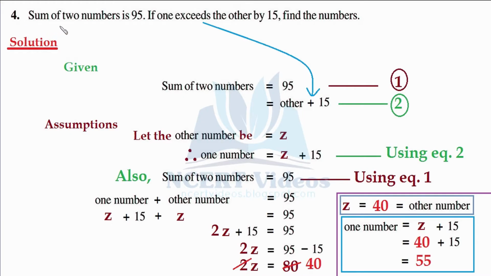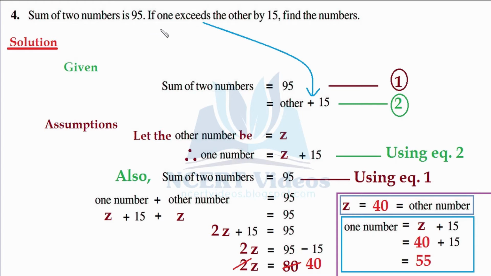Question number 4. Sum of two numbers is 95. If one exceeds the other by 15, find the numbers. So prior to diving into the solution part, let's first understand the problem. Sum of two numbers simply means addition of two numbers is 95. That is, when we add two numbers which are unknown to us right now, its addition gives us 95.